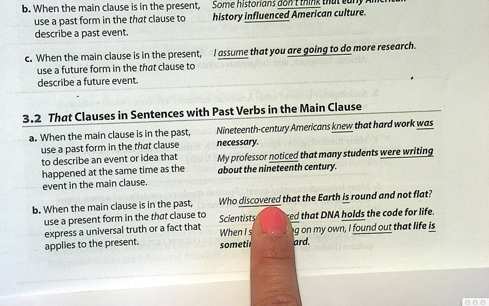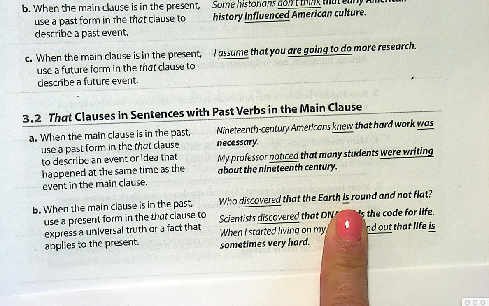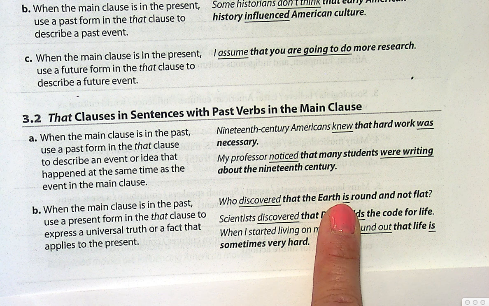The action discover happened in the past, so we use the past form of the verb in our main clause. But then when we have our noun clause, what did this person discover? That the earth is round. The earth is round. It is always round. It will always be round. This is a fact. It's true in the past, present, and future. This one is a fact that was true then and may or may not be true now. This fact is a fact always.